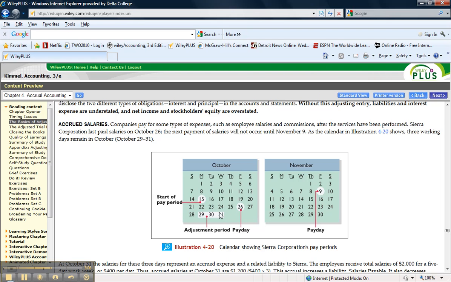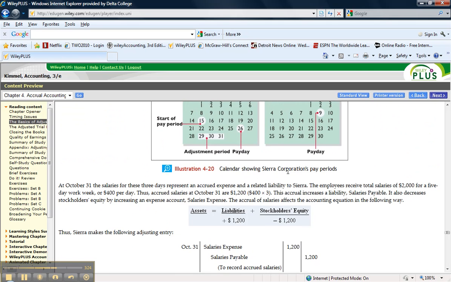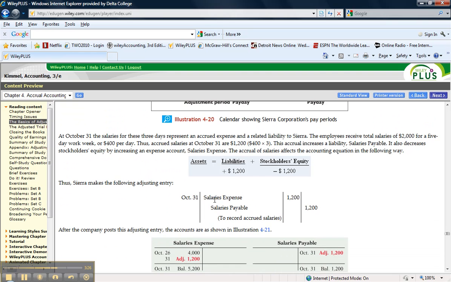So these wages that were earned on these days have to be recorded as wages expense in October because that's when the people worked. So we need a way to record an adjusting entry to get those expenses included in October. So you calculate the amount that is due, that is earned, for those 3 days, and you debit expenses, credit payable. So it's the same idea as interest expense was.